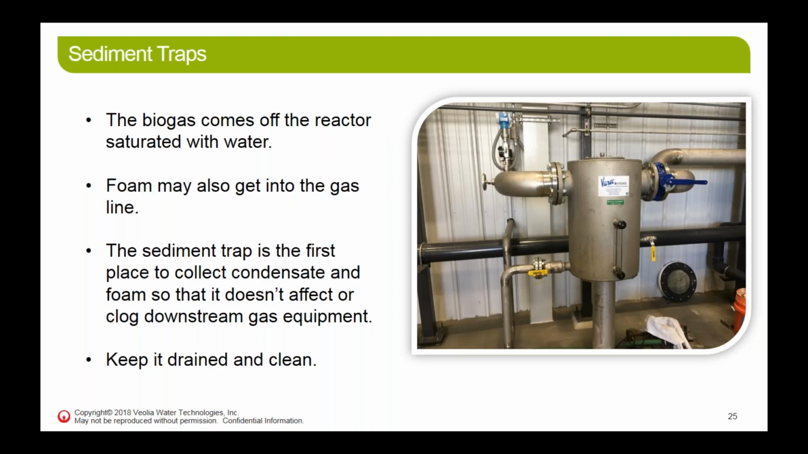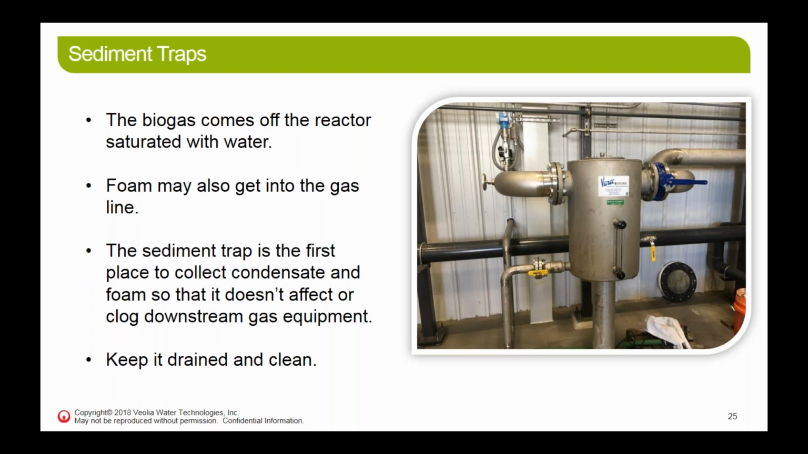When the gas comes off the top of any reactor, it's saturated with water vapor at the temperature that the reactor is running at. And that can be quite a bit of water. So one of the first things in the biogas train is usually a sediment trap. The sediment trap's there to collect all the condensate that comes out between the reactor and the sediment trap. And it also collects foam.